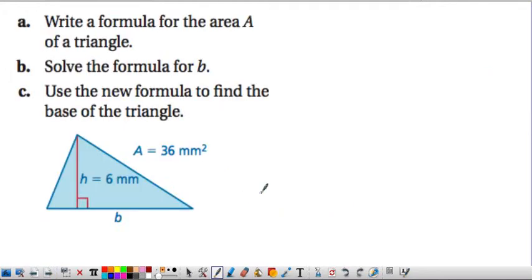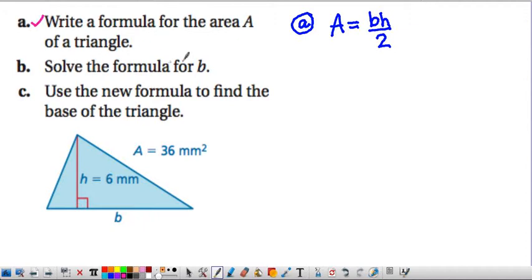Okay, let's look at an example like this. It says write the formula for area of a triangle. So all they want us to do for part A is to say area equals base times height divided by 2. That is our formula for finding area of a triangle. So we've done everything in part A that we need to do. Let's move on to part B.